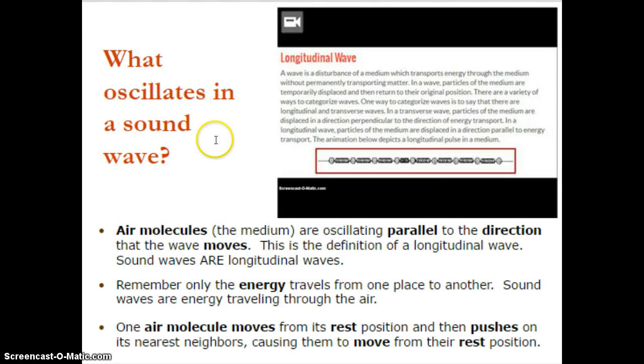So what oscillates in a sound wave? Well, air molecules, the medium, are oscillating parallel to the direction that the sound wave moves. This is the definition of a longitudinal wave. Sound waves are longitudinal waves. So remember that it's only energy that's traveling from one place to another. Sound waves are energy traveling through the air. So one air molecule moves from its rest position and then pushes on the nearest neighbors, causing them to move from the rest position. And that's what's transferring that information.